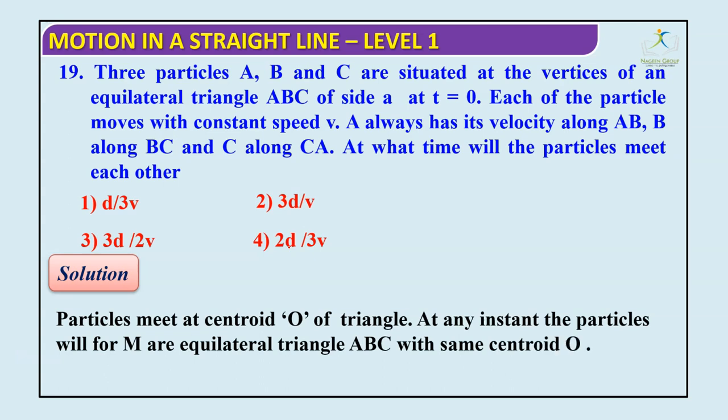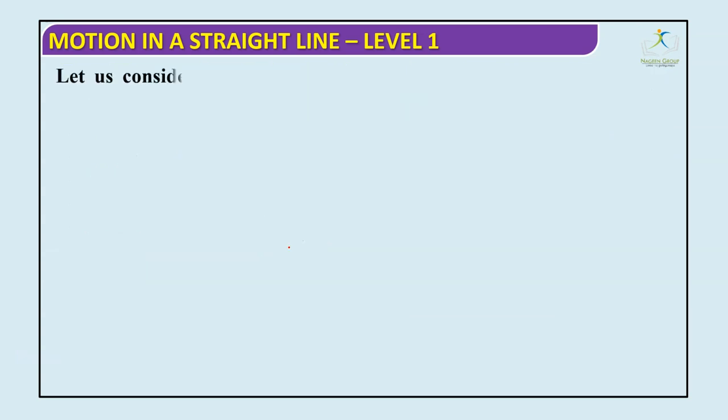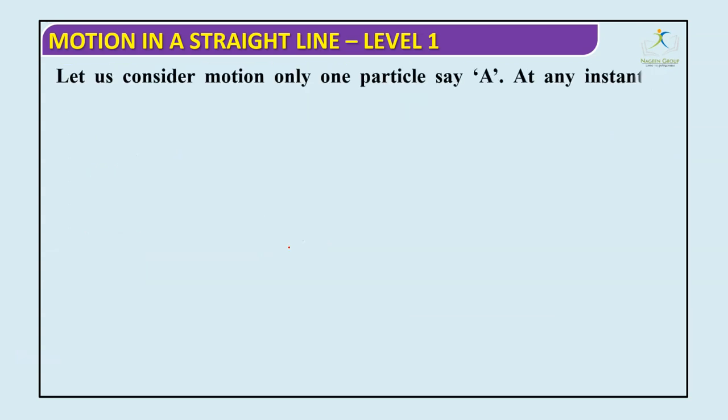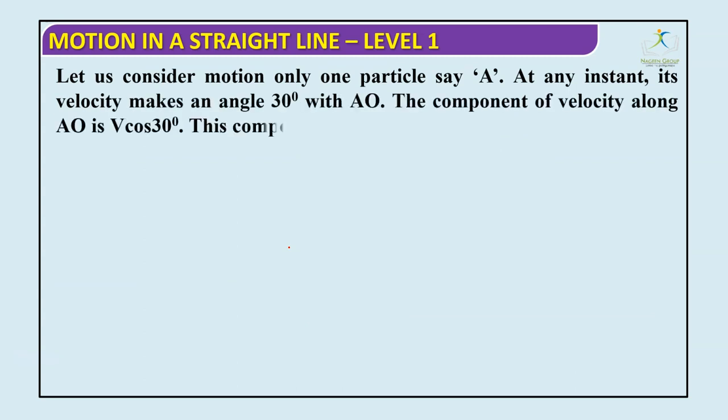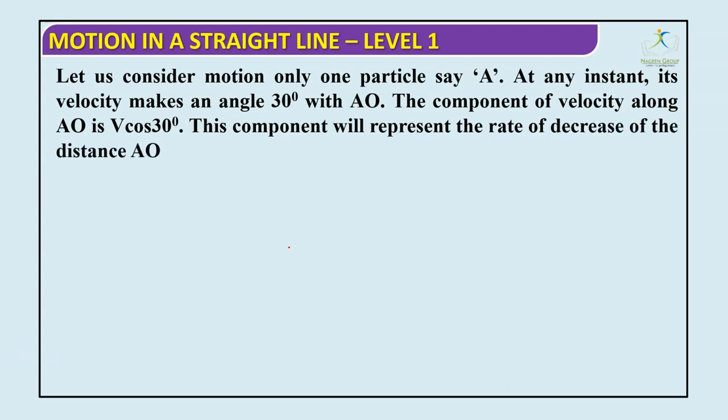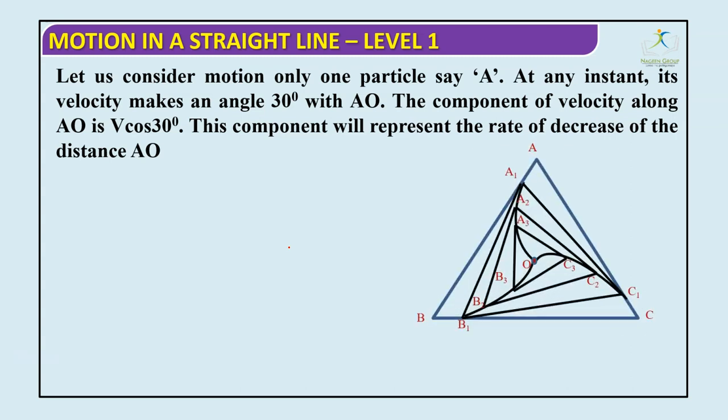So the solution is here, the particles meet at the centroid O of the triangle. At any instant the particles will remain at the vertices of an equilateral triangle ABC with the same centroid O. Let us consider only one particle, say A. At any instant, its velocity makes an angle of 30 degrees with AO. The component of the velocity along AO is v cos 30 degrees.